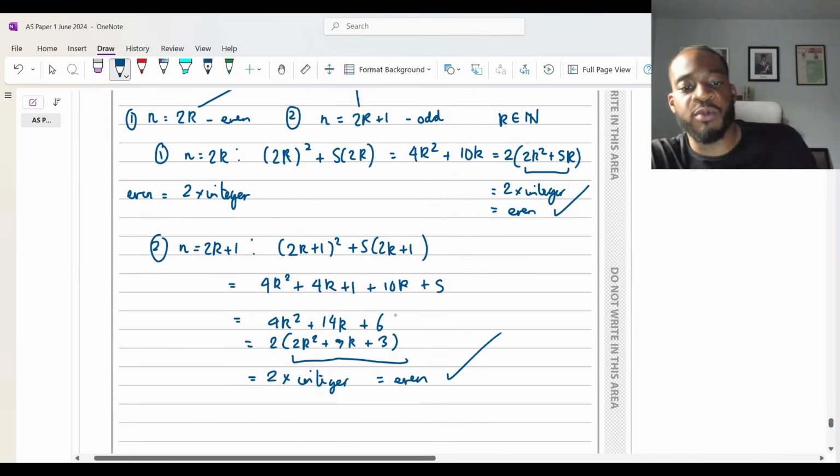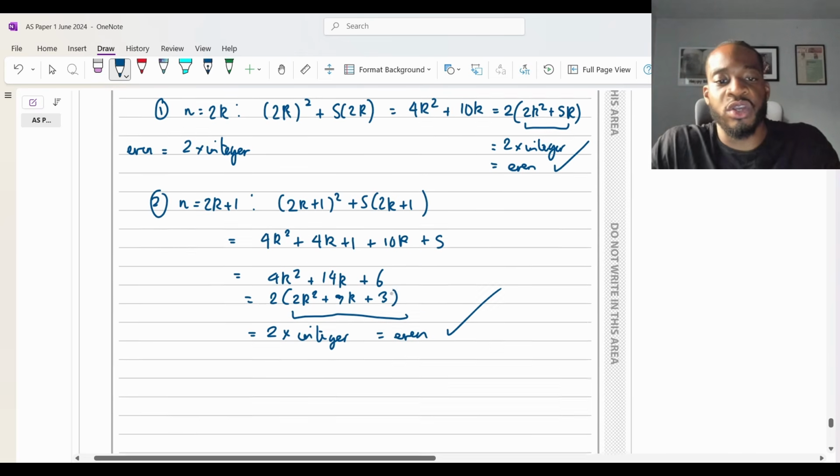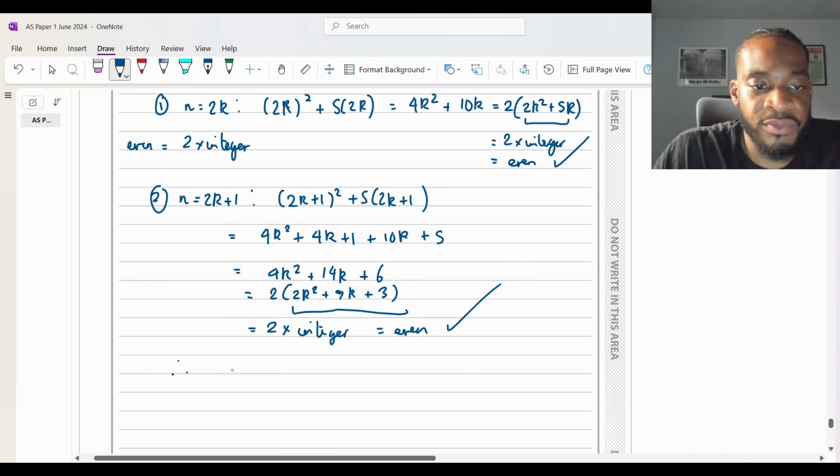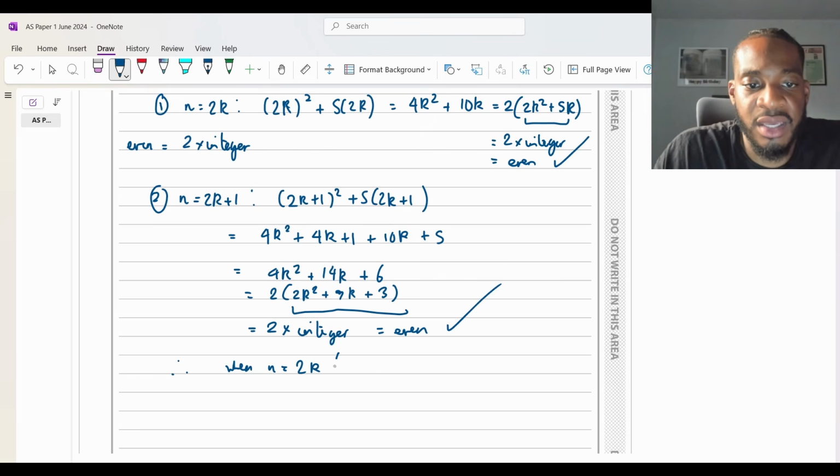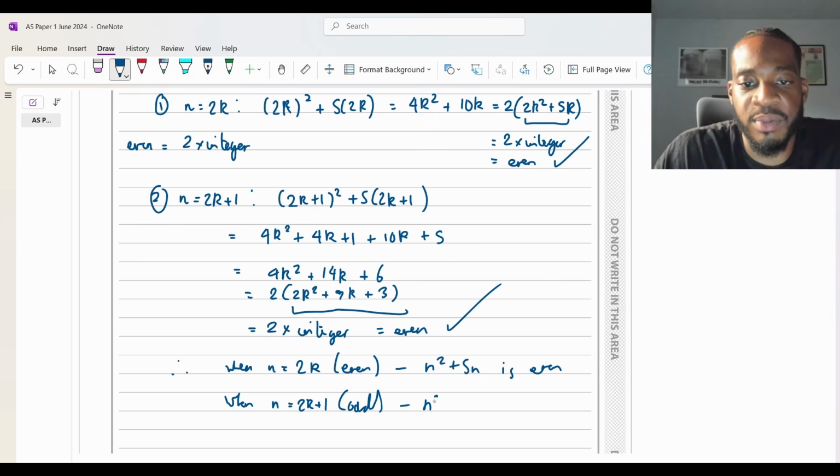So now we've proven both cases, you need to tie it all together. What you're going to say now is that, therefore, when n equals 2k, even, we get an even result, or we could say n squared plus 5n is even. And then when n is equal to 2k plus 1, odd, n squared plus 5n is still even.